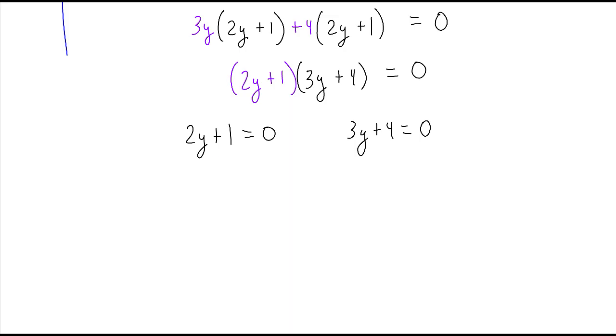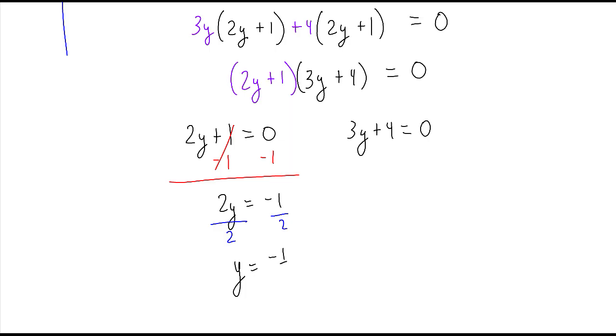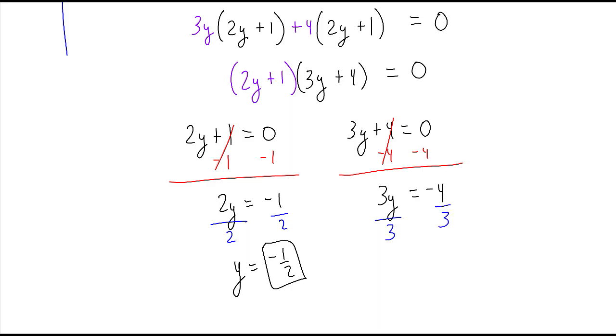We'll eliminate the constant term by subtracting 1 from both sides. That'll leave me with 2y equals negative 1. I will divide both sides by 2. I get negative 1/2. Okay, now 3y plus 4 equals 0. I'll subtract 4 from both sides to eliminate the constant term. 3y equals negative 4. Now I'll divide both sides by 3 to remove the 3 in front of the y. y equals negative 4 over 3.